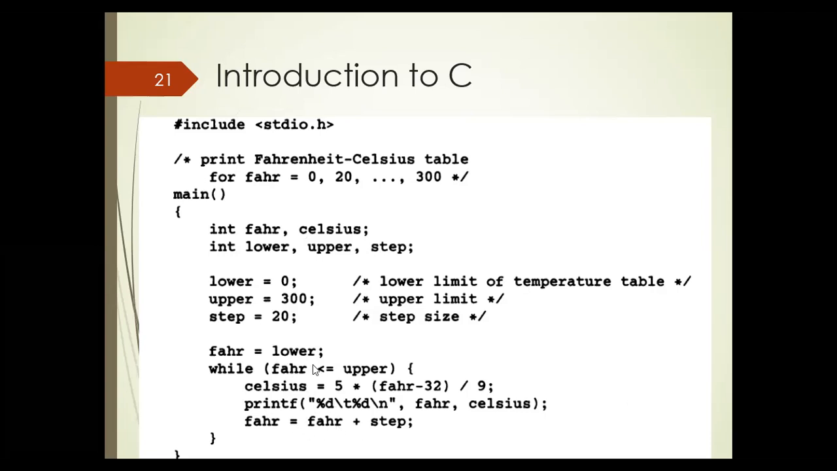So is 300 less than or equal to 300? Yes, because you have the equal to sign here. That's again true. So it's going to calculate the value of Celsius corresponding to 300, print it, and now update 300 plus 20, get 320. Is 320 less than or equal to 300? No, it's greater, so that's false. It's not going to run this code, it's going to step out and end your program.